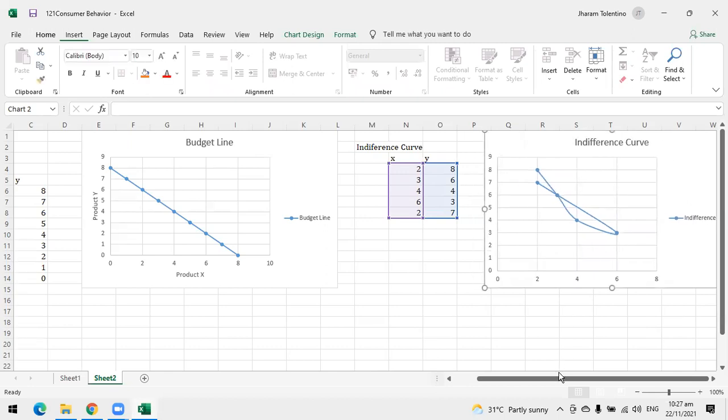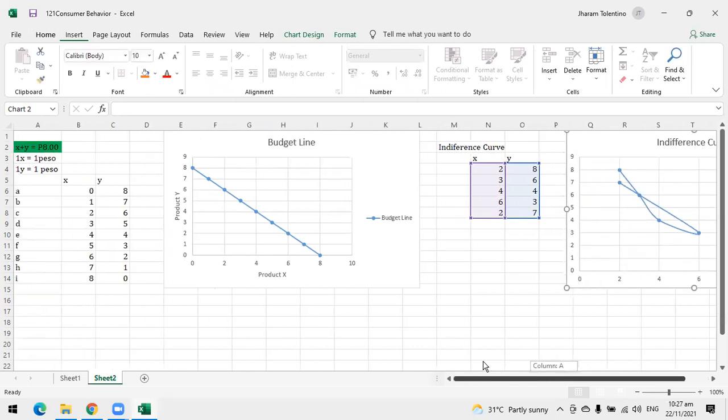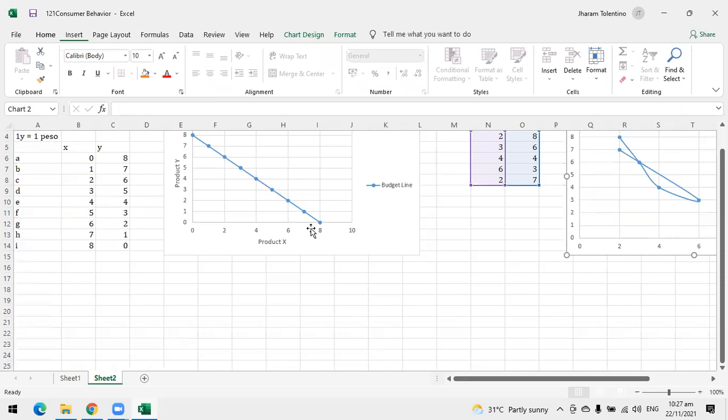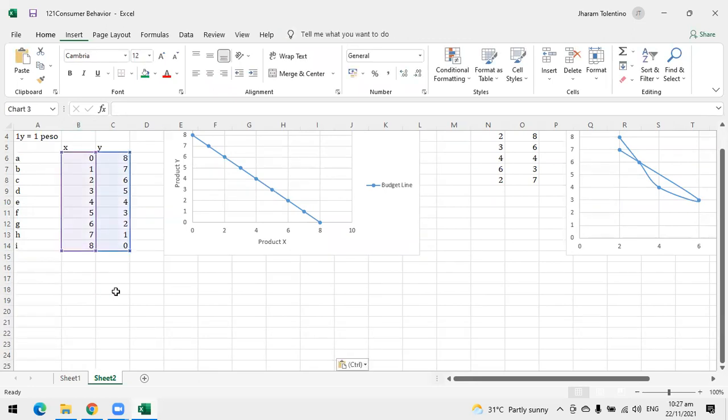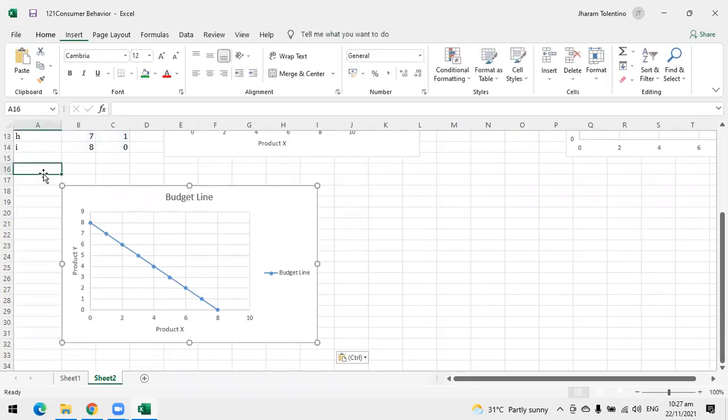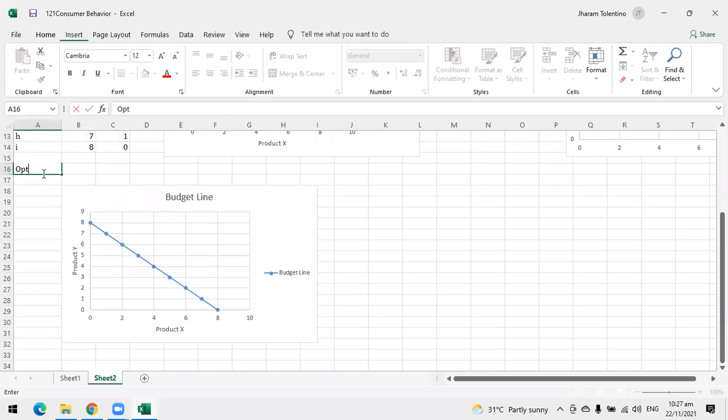So what do we do about that? Okay, to get the optimum combination, what do we do? We combine the two sets of data. Can I copy this, sir? Yes, you can. So to compute for the optimum, we just copy this. Optimum combination.